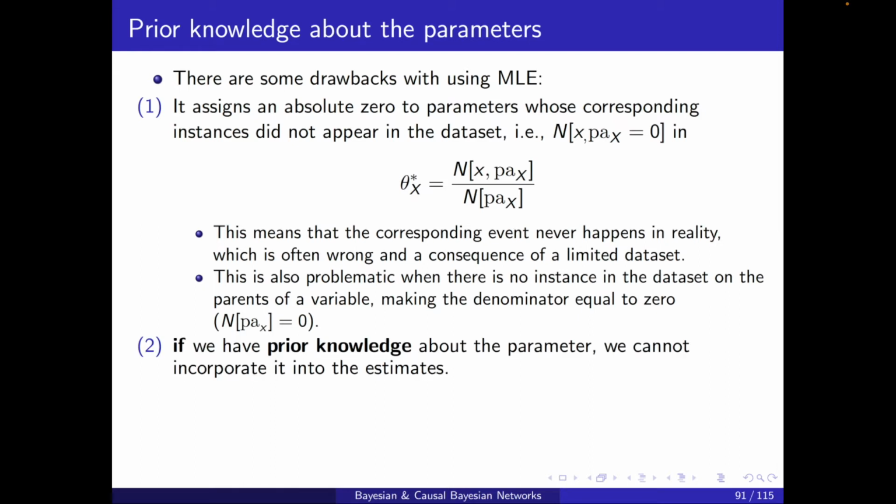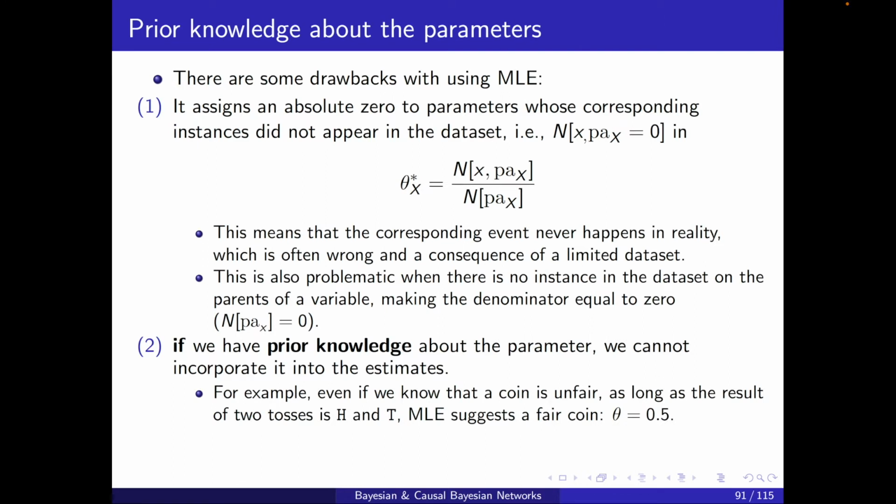Now, on the other hand, if we have some prior knowledge about the parameters, MLE does not allow me to incorporate it into my parameter estimation. For example, imagine I have an unfair coin and I know it's unfair. Now, if I just toss the coin 2 times and it appears that one of the tosses is head and the other is tail, then MLE will tell me that the coin is fair. My theta value, the probability of head, will be 0.5. And this is despite the fact that from prior knowledge, maybe someone has told me that this coin is unfair.